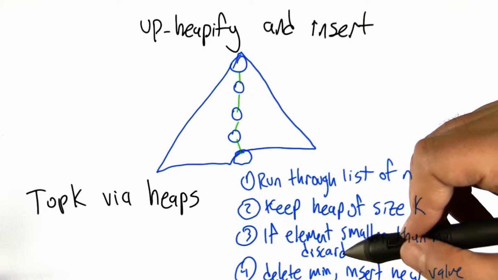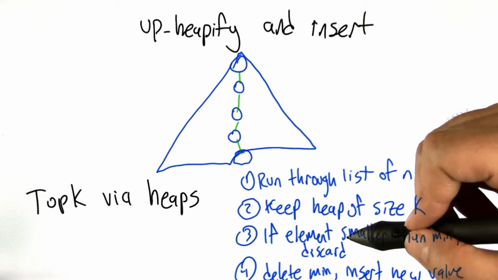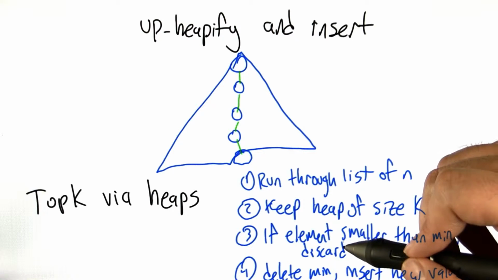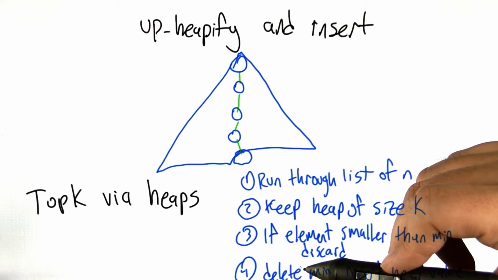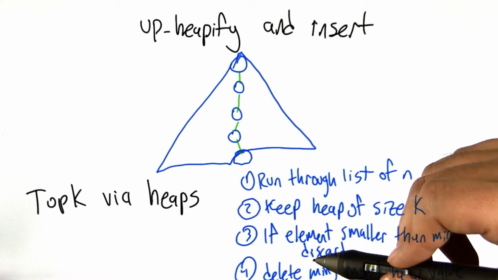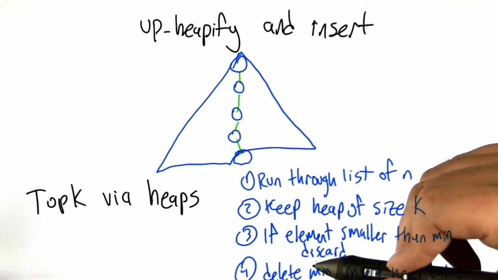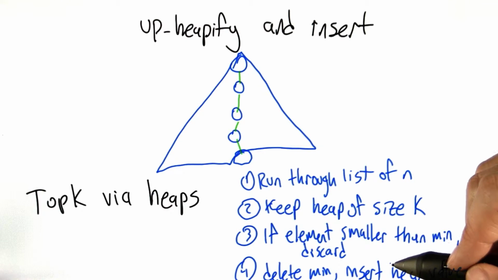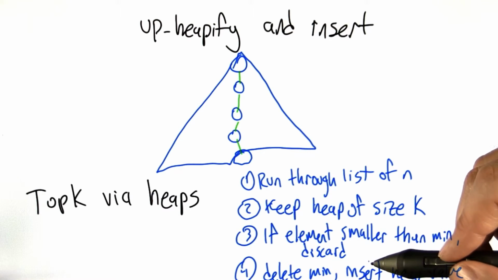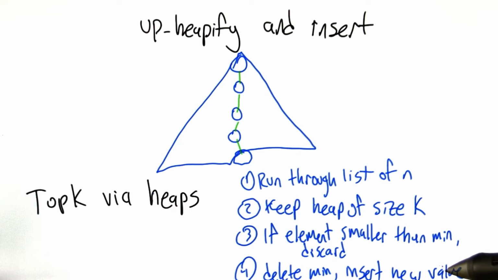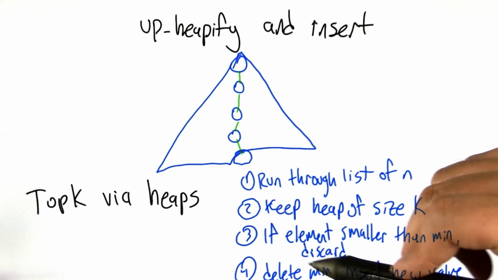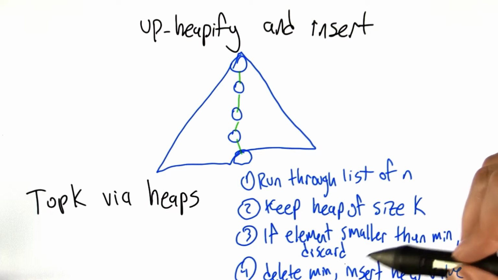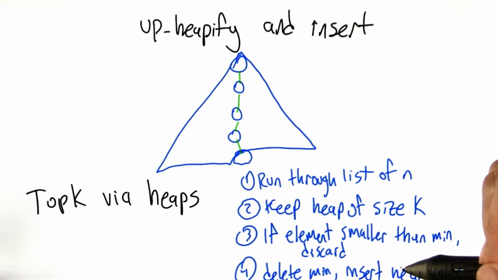If not, we can just throw it away because we know it's not going to be part of the top k. If it is, then the smallest thing in that heap no longer needs to be there because we found something better. So we delete it and we insert the new value that we just got into the heap, and reestablish the heap property by, well, we could do it as a down heapify actually because we deleted the node from the top. We can replace it with something else.